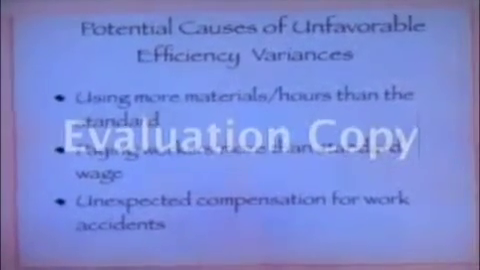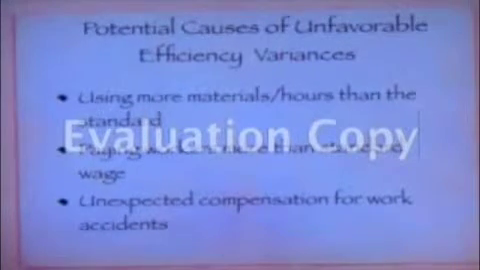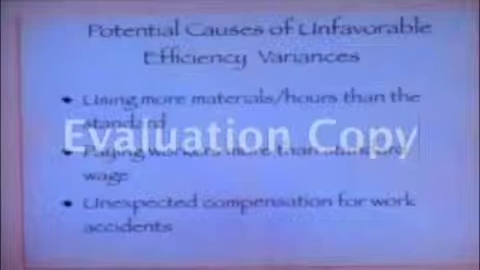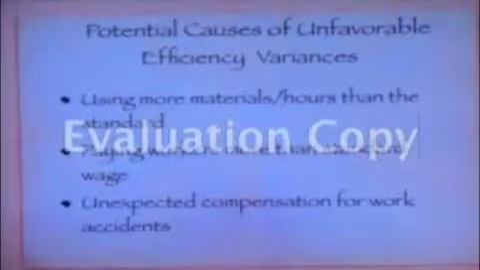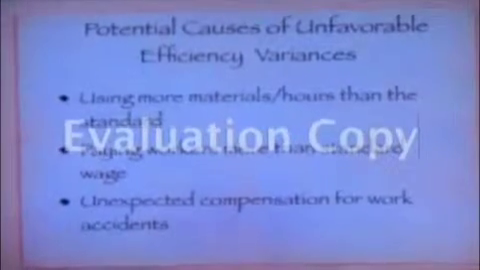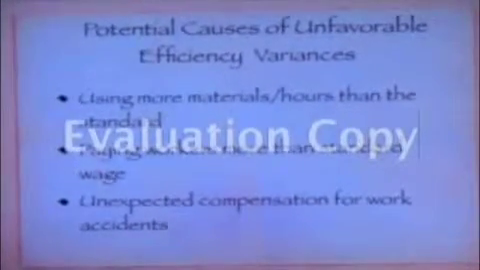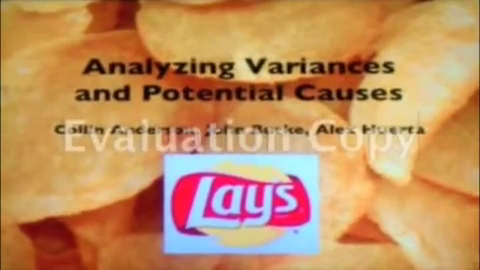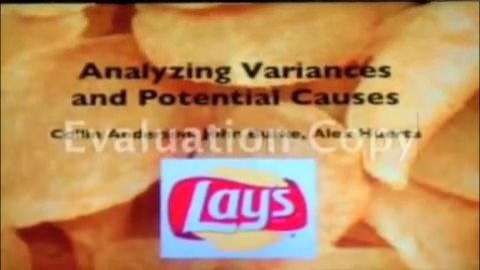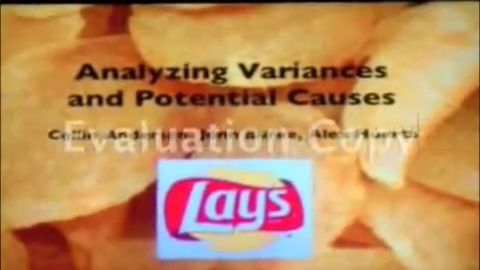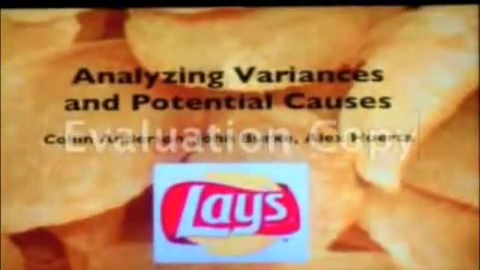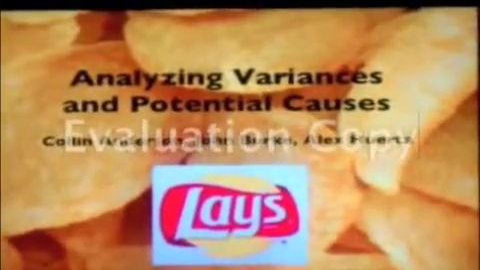Potential causes of unfavorable efficiency variances can include using more materials and hours than the standard, paying workers more than the standard wage, and unexpected compensation for work accidents. There are many different factors that could contribute to a company's variances. Once a company identifies the causes that make the variance unfavorable, they can work to counteract these negative qualities and eventually achieve a favorable variance.